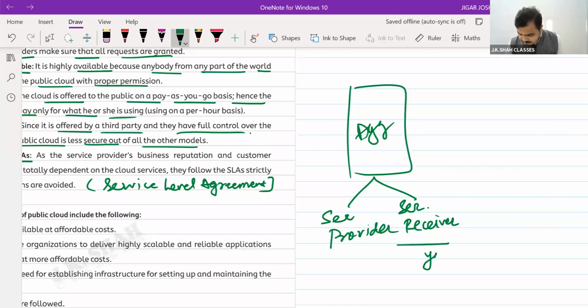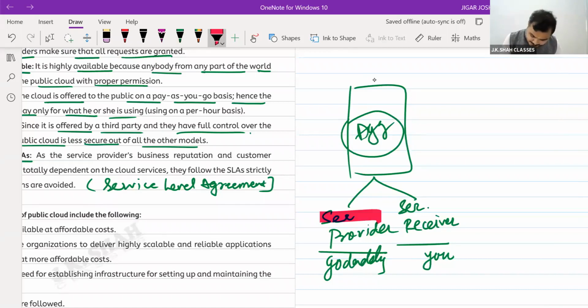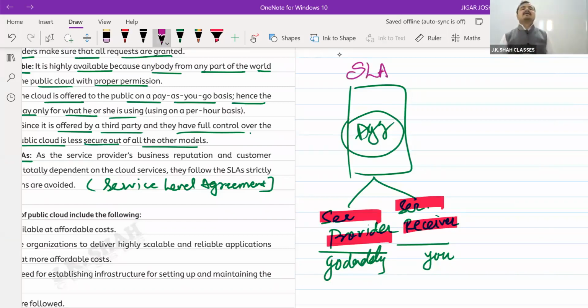Sir, who is the receiver? You people. Who is the service provider? Sir, GoDaddy. Understood? Yes, sir. So the agreement which is signed between the service provider and the service receiver is called SLA, service level agreement. Are you conceptually clear about this? Yes, sir. We are conceptually clear.